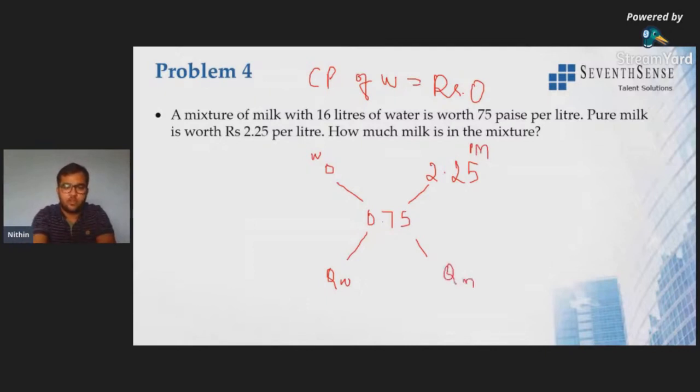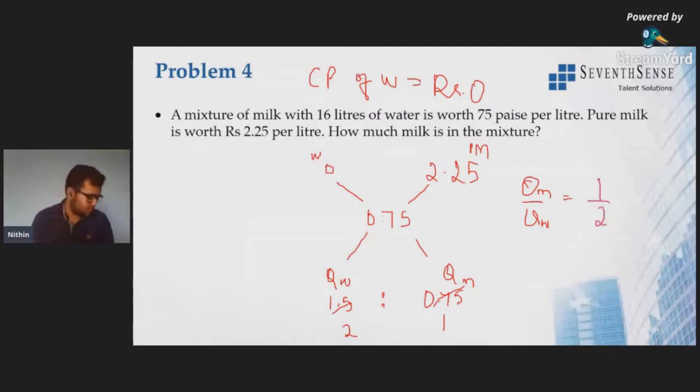Now quantity of water will be 0.75, 1.5. So this will be 75 plus 150, it will be 225. So it is 1.5, and quantity of milk will be 0.75. If you want to take quantity of milk over quantity of water, that also can be possible. So this will be 1 time, this will be 2 times, so the ratio will be 2:1 with respect to water is to milk. Milk is to water will be 1:2.